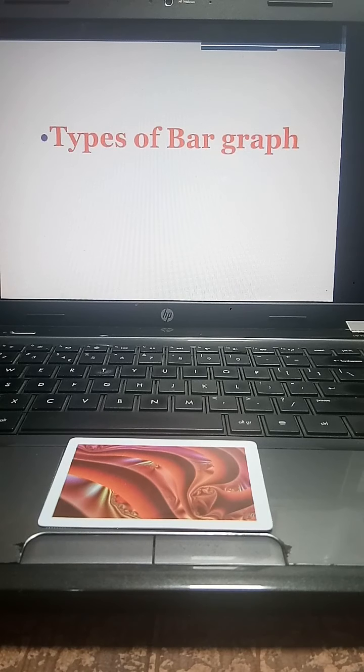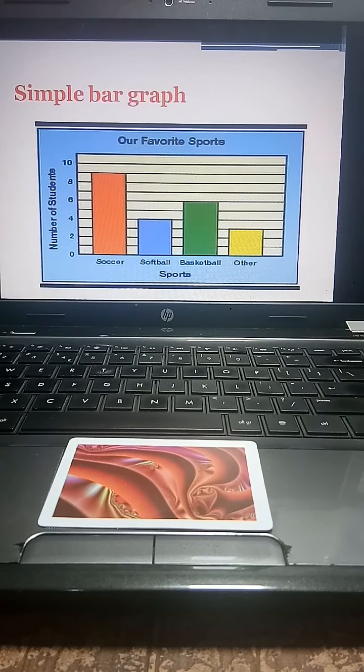Then next are the types of the bar graph. First one is the simple bar graph, when we are taking just one category and on the other side the number for that particular category. Like here I am taking the example of sports, how many people like soccer, how many people like softball or basketball, and so on. That is the simple form of the bar graph.